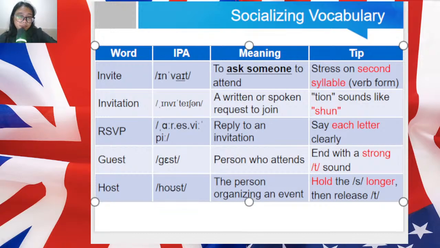Now, this word can be used in different forms, as a verb, which is our focus here. As a verb, or the action: I invite you to my house. She invited me to the party. They're inviting us to dinner.